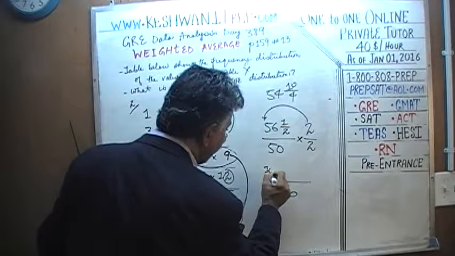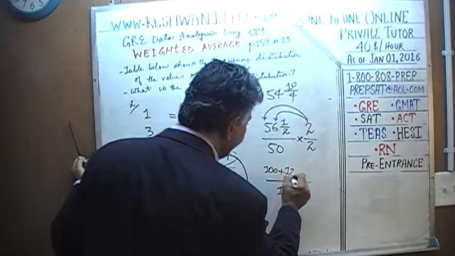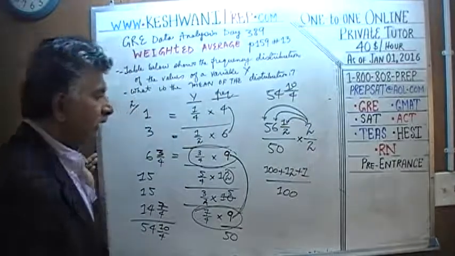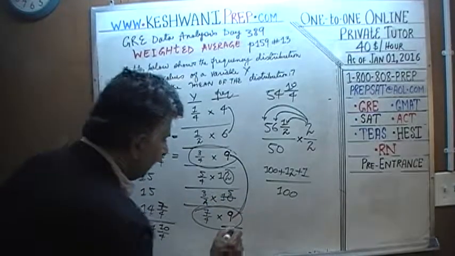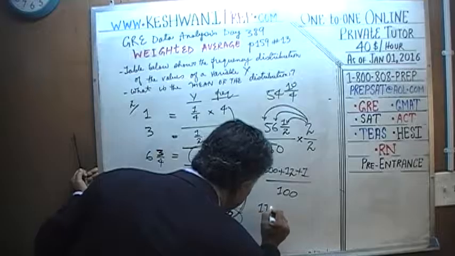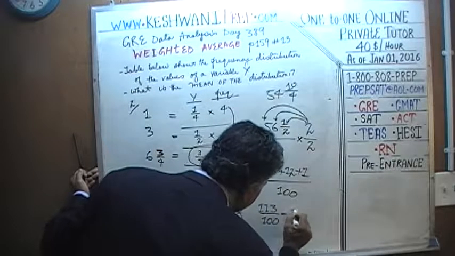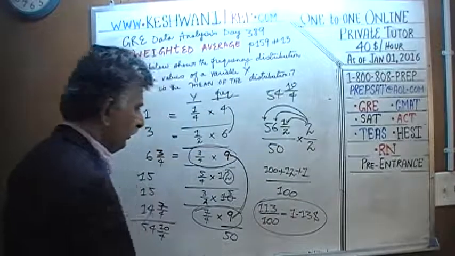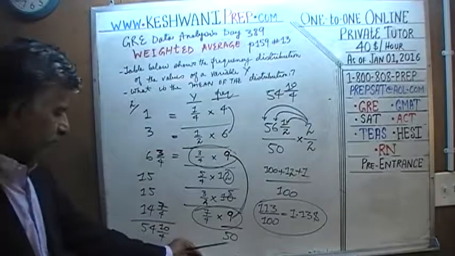2 times 50 is 100. 2 times 6 is 12. And 2 halves are 1. There you go. It's 113 divided by 100, which is simply 1.13. That's your answer. Straightforward, simple problem.